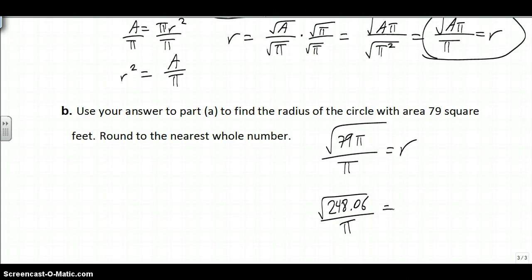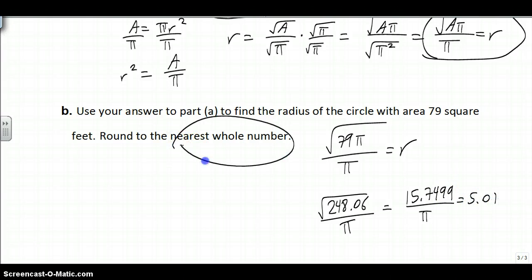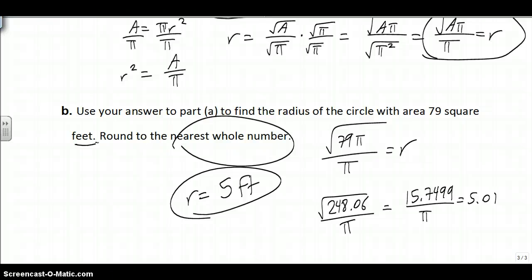Square root of that equals 15.7499. That's probably good enough. And divide that by pi, 3.14. You get 5.01, but it says round to the nearest whole number. So our radius is 5, and don't forget your units. This is feet, because I see feet. So our radius is 5 feet for our circle.